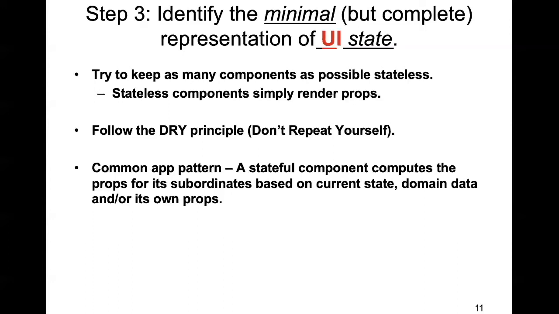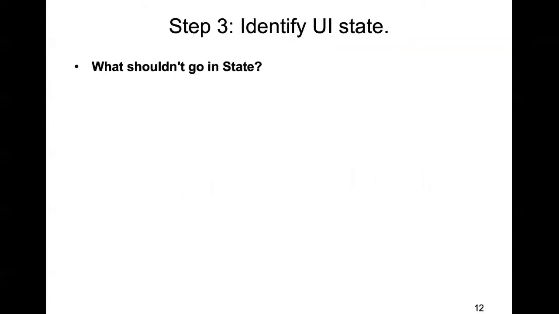And it's using its props and its domain data that it receives to compute, and as well, sorry, number 3, any of its state variables. It's using those 3 sources to compute the props that it passes down for its subordinates. That tends to be typically what a stateful component is concerned with. Now, question is though, how do we identify UI state? Haven't still addressed that. Sometimes it's good to understand what shouldn't be UI state.